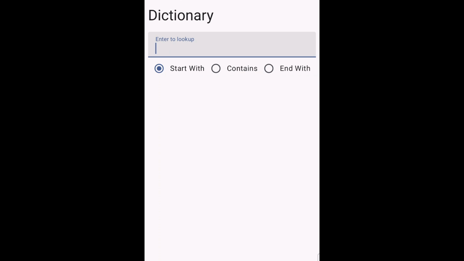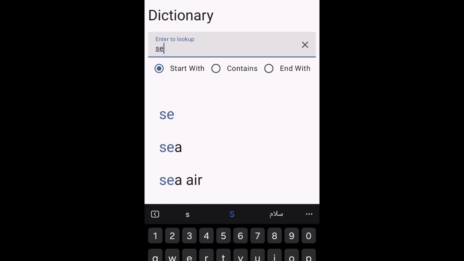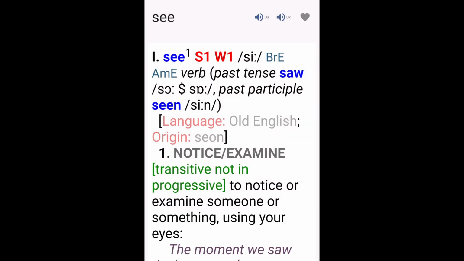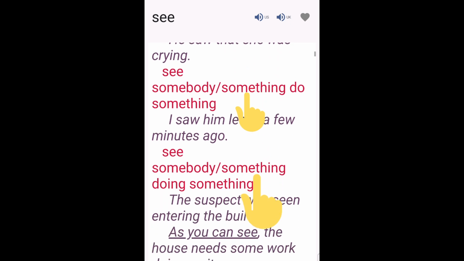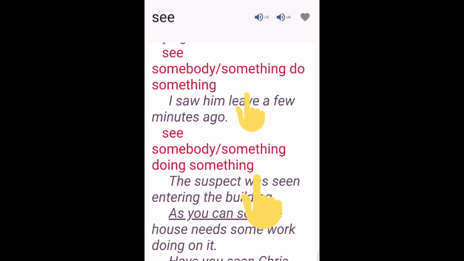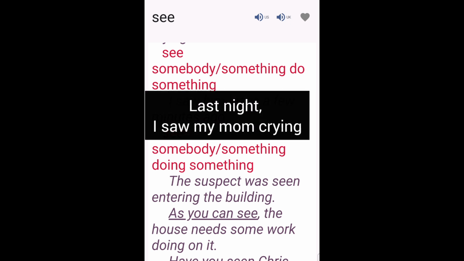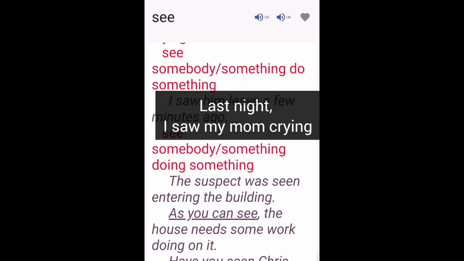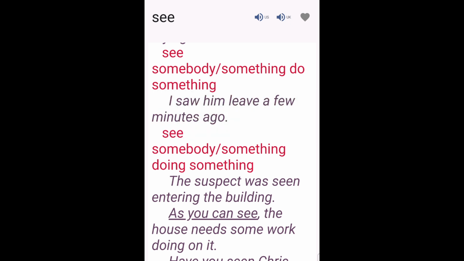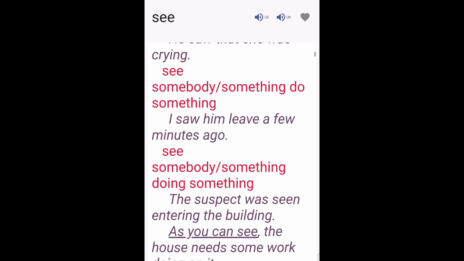The next step is checking the structure. Every word has its own structure, not just grammar rules, but specific patterns that always stay the same. For example, let's check the word see. In the dictionary, we find structures like see somebody doing something, see somebody do something. Now, take this sentence. Last night, I saw my mom crying. You might wonder, why do we use ing here? The answer isn't just about grammar, it's about the structure of the verb see.